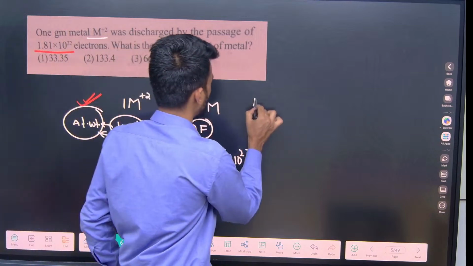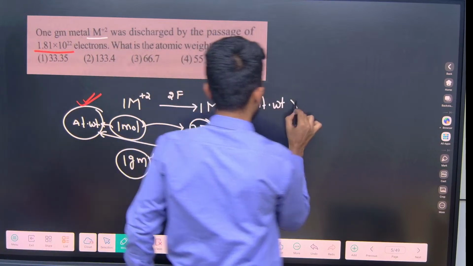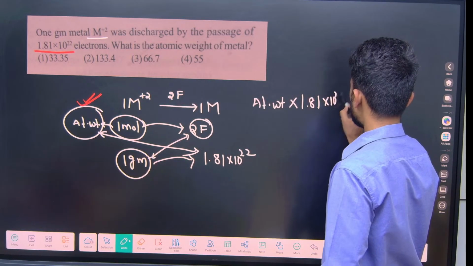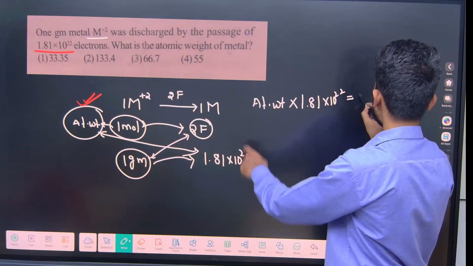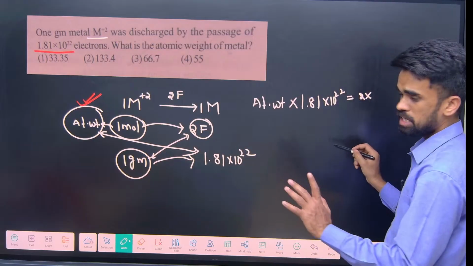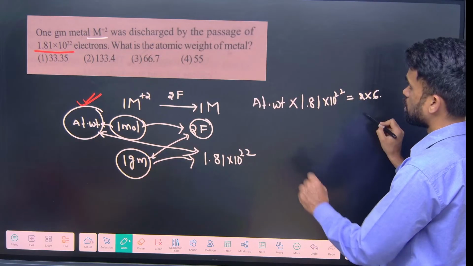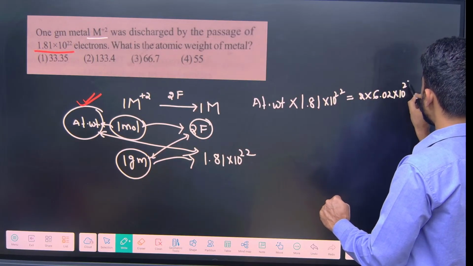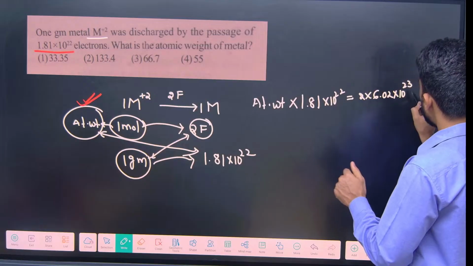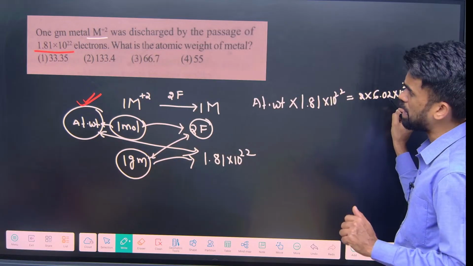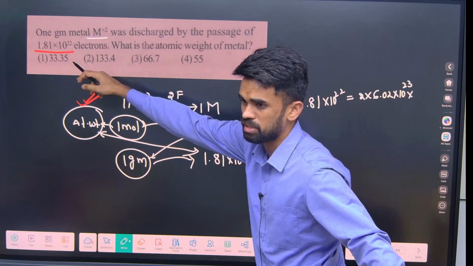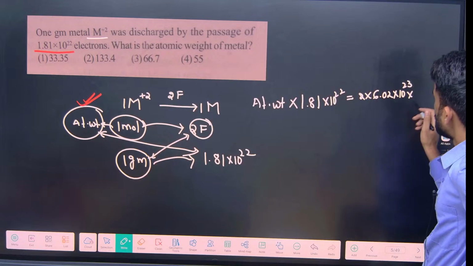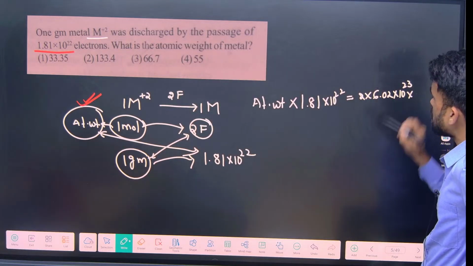So atomic weight into 1.81 into 10 power 22 is equal to 2 Faraday. That is 2 into the charge of Avogadro number of electrons. So 6.02 into 10 power 23. And this is Avogadro number. Why am I taking Avogadro number? If I pass this many electrons, we are going to get something like this. Avogadro number, and the charge of 1 electron is how much?